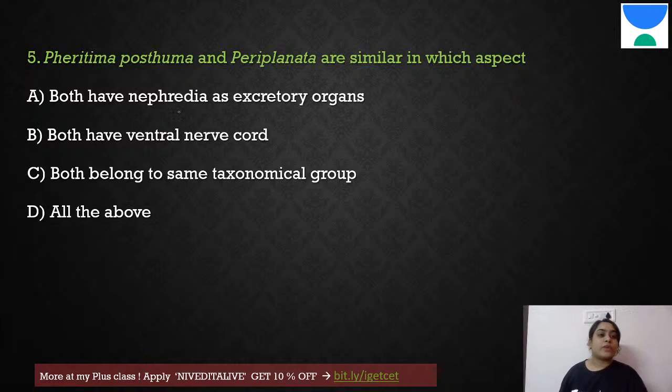Next one. Pheretima posthuma and Periplaneta are similar with which aspect? Both have nephridia as excretory organs. Both have ventral nerve cord. Both belong to the same taxonomical group. All of the above. Okay, so here if you see, what is Pheretima? Earthworm. Right? Similarly, what is Periplaneta? This is cockroach.